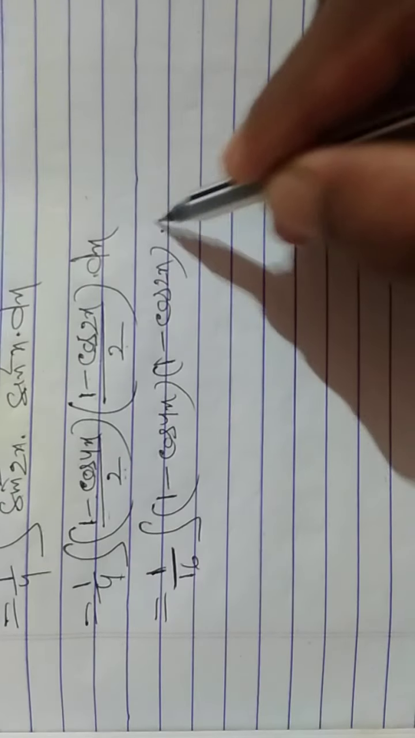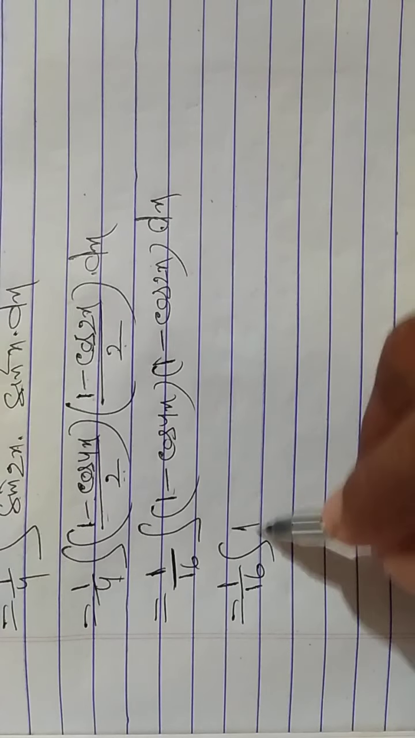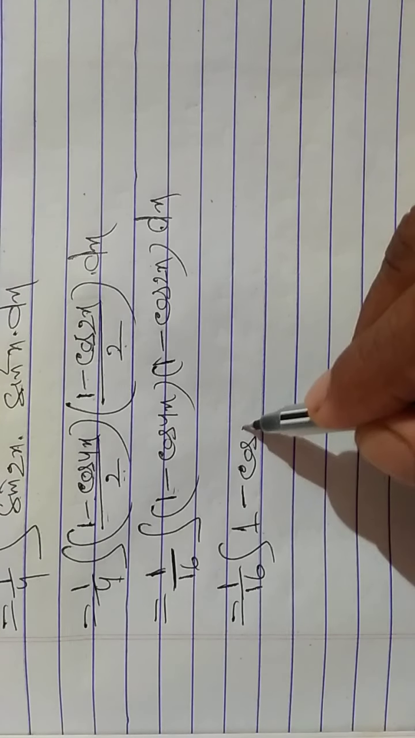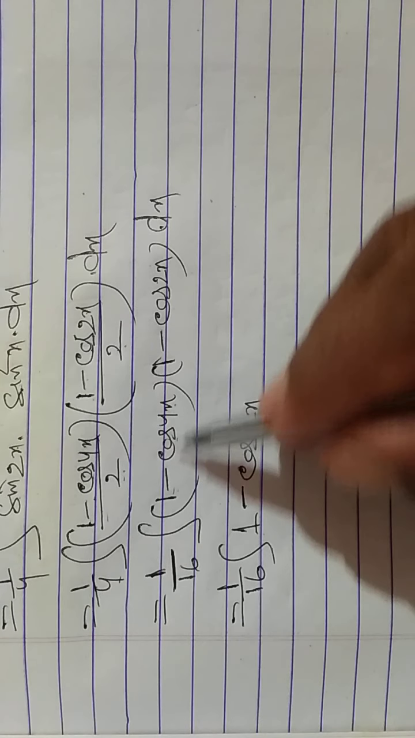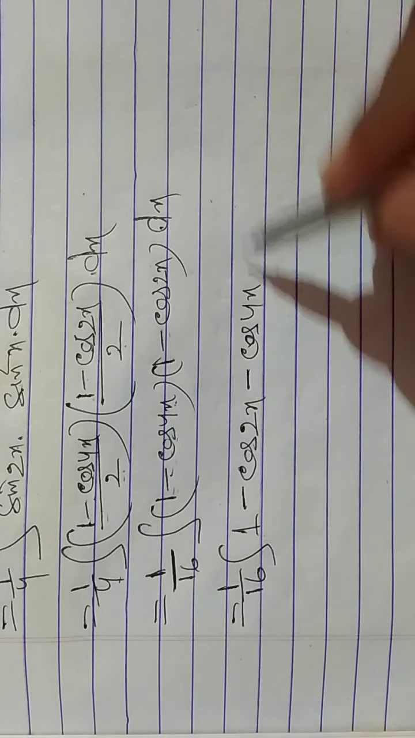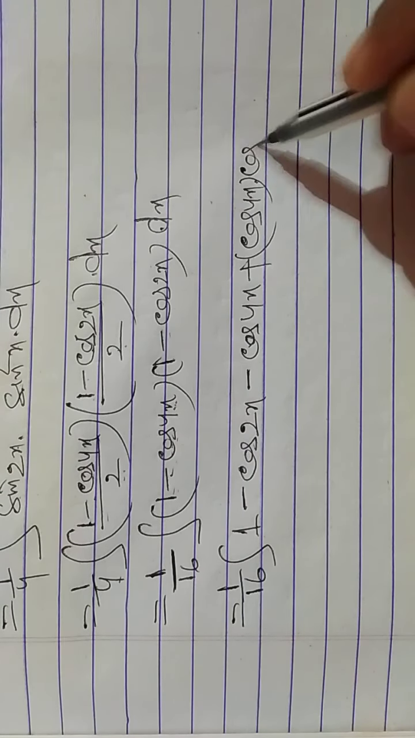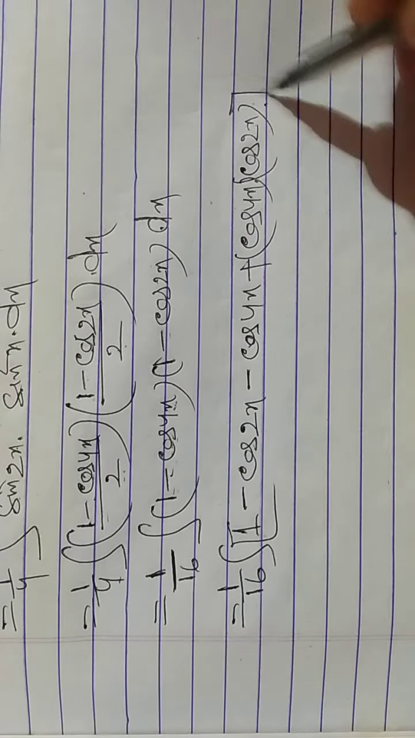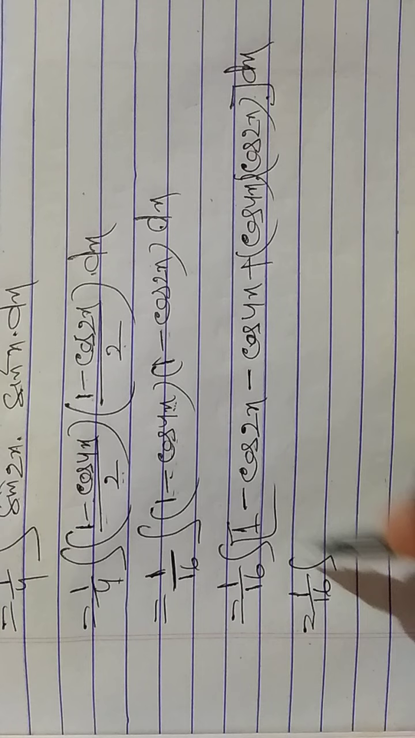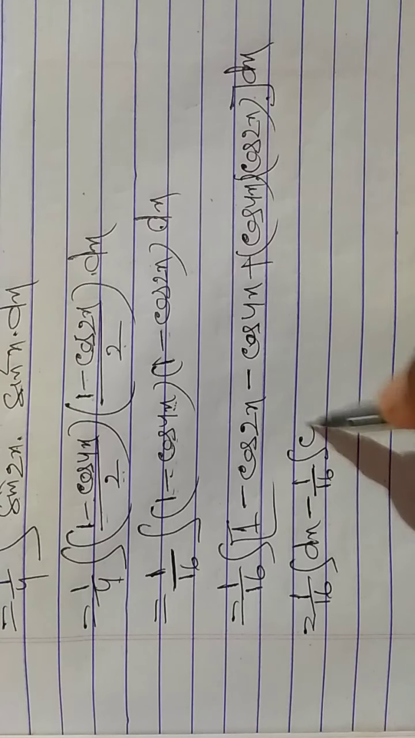into (1 minus cos 2x) dx. This is equal to 1/16 integration of 1 into 1, this is 1, and 1 into minus cos 2x, that is minus cos 2x, and minus cos 4x into 1, that is minus cos 4x, and minus into minus, that is plus cos 4x into cos 2x, total into dx.